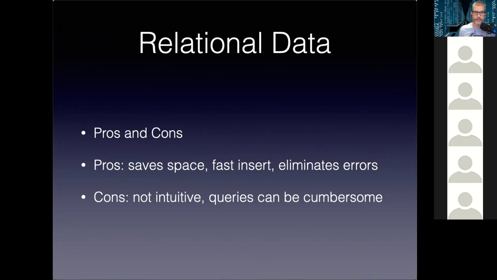Using those numbers as keys saves space, reduces storage space. Relational databases are also designed for very quick inserts. So data can be inserted more quickly in a relational database than in other types of data stores. The corresponding con to that is that sometimes reads from a relational database are a little bit slower.